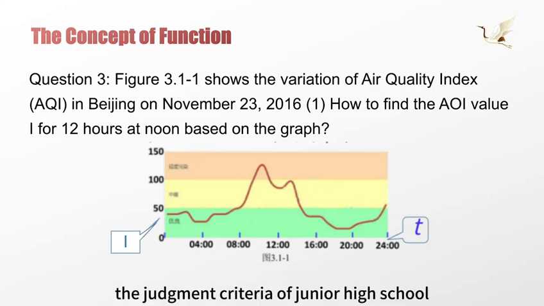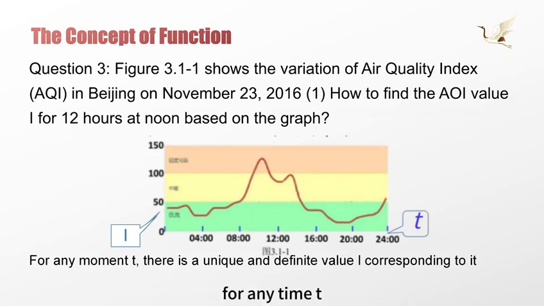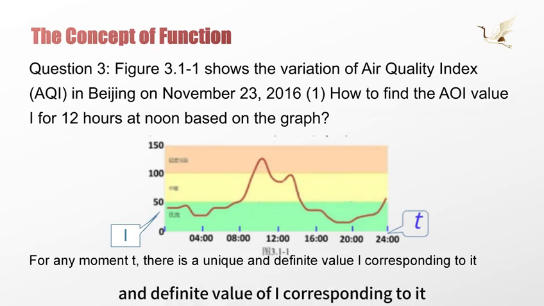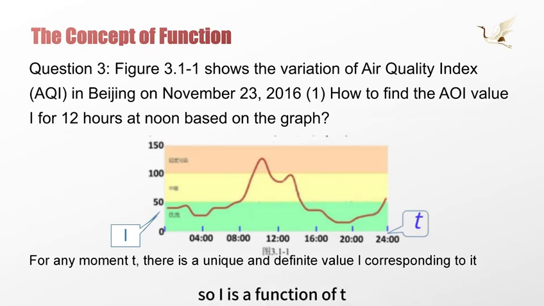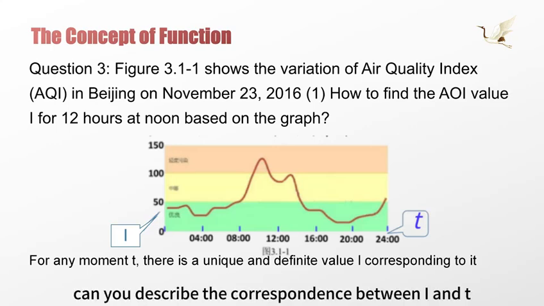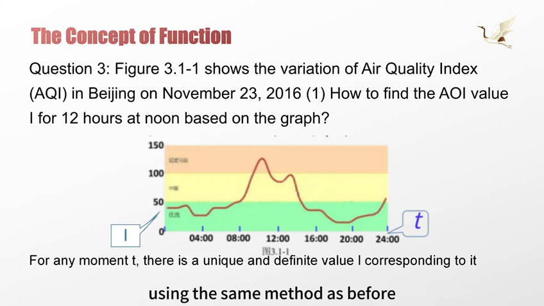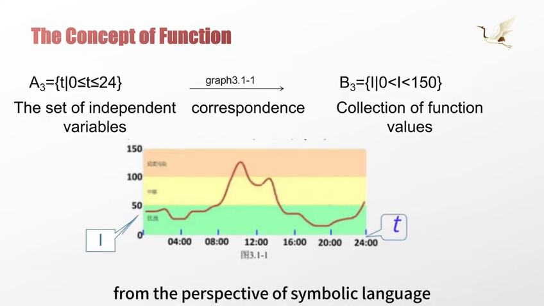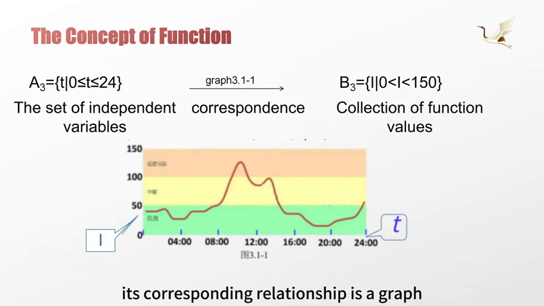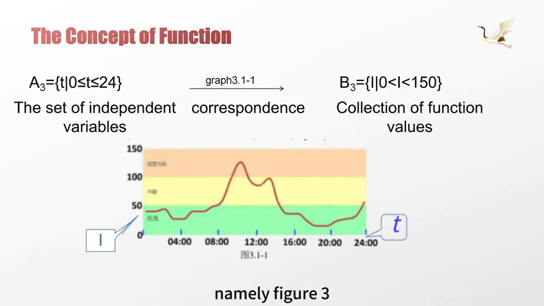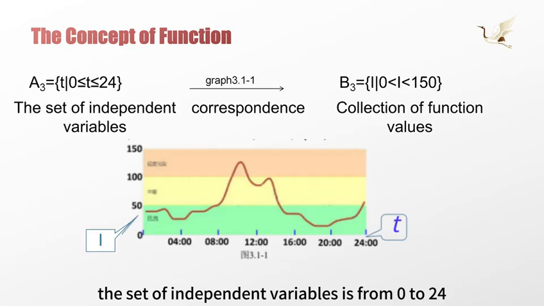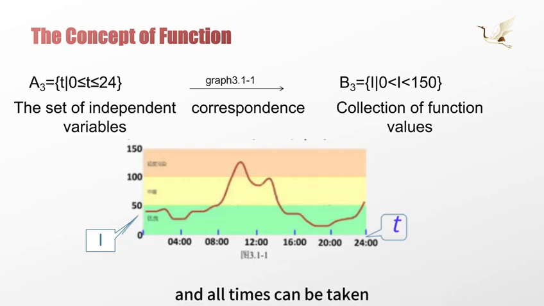We still use the judgment criteria of junior high school. For any time t, there is a unique and definite value of I corresponding to it, so I is a function of t. Can you describe the correspondence between I and t using the same method as before? From the perspective of symbolic language, its corresponding relationship is a graph, namely figure 3.1.1. The set of independent variables is from 0 to 24, and all times can be taken.